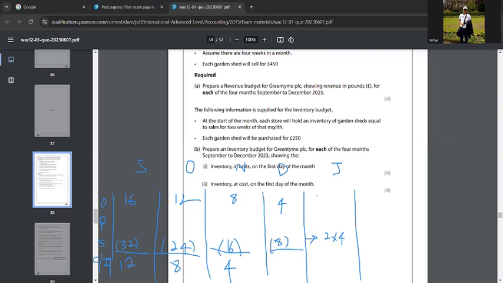Did you understand? Yeah, I understand that. So opening inventory for Jan will be 4, right? 2 into 2. Yeah, I understand that. So opening inventory in Jan will be 4. So if it's 4, closing inventory in December will be 4, right? Yeah, it'll be 4. Okay.